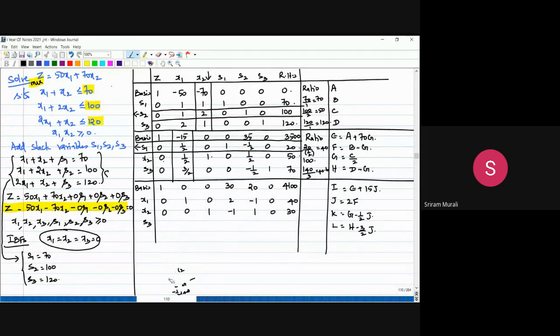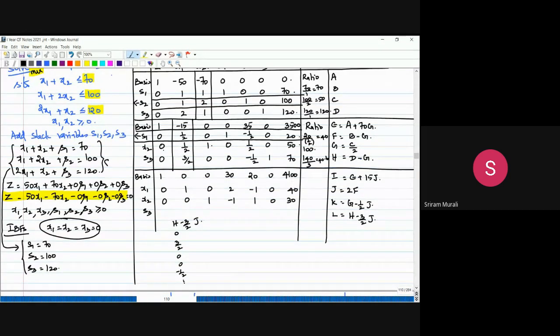What is the last one? H minus 3 by 2 J. What are the elements of H? 0, 3 by 2, 0, 0, minus 1, then 1, then 70. So take minus 3 by 2 and then subtract with J. Subtract with J, what do you get?